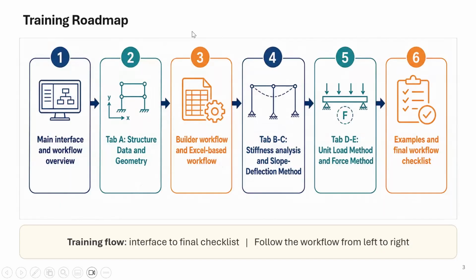In this training session, we will follow a clear roadmap. We will begin with the main interface and overall workflow. Then we will move to Tab A, where the structure is created or loaded. After that, we will cover the Builder workflow and the Excel-based workflow. Next, we will study Tab BC, which includes stiffness analysis and the slope deflection method. Then we will move to Tab DE, which includes the unit load method and force method. Finally, we will look at examples and end with a workflow summary.